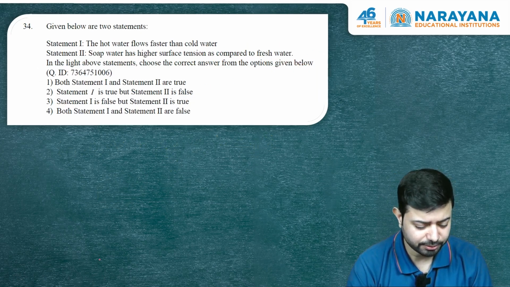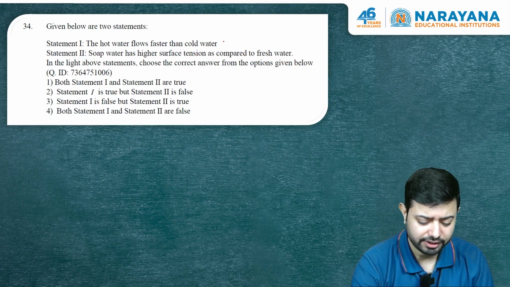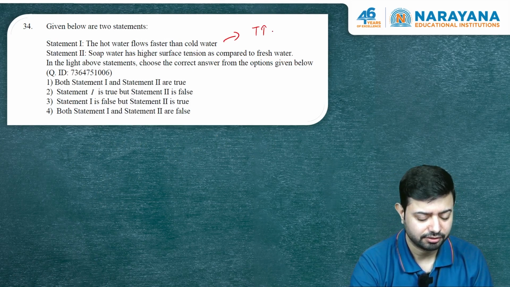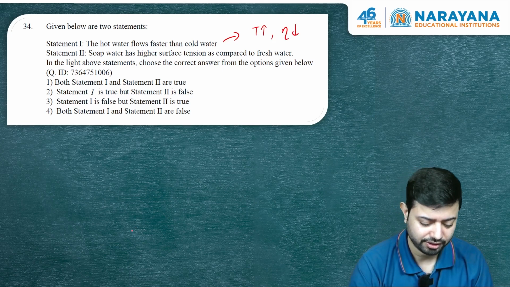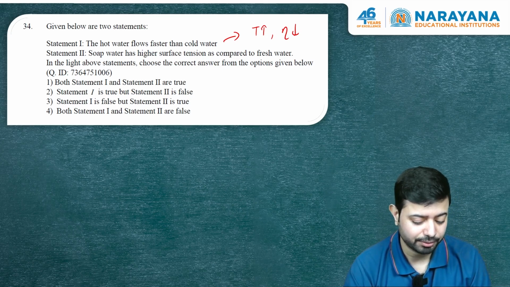Given below are two statements. Statement 1, the hot water flows faster than cold water. What is the reason behind it? Very simple, temperature increase. If we increase the temperature, what happens to viscosity? Viscosity is going to reduce, so it will flow faster. That is correct.